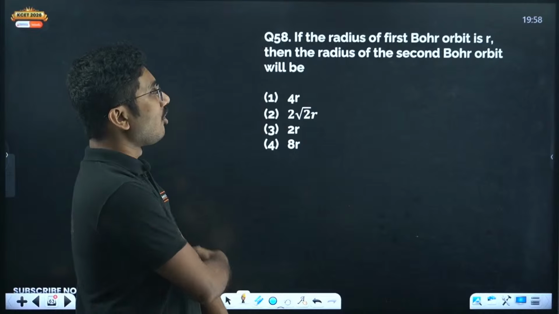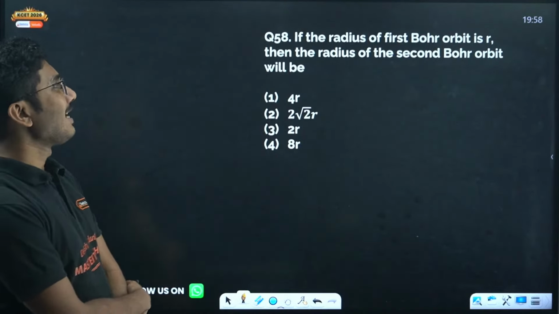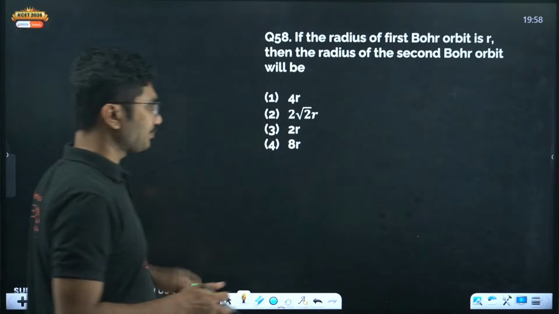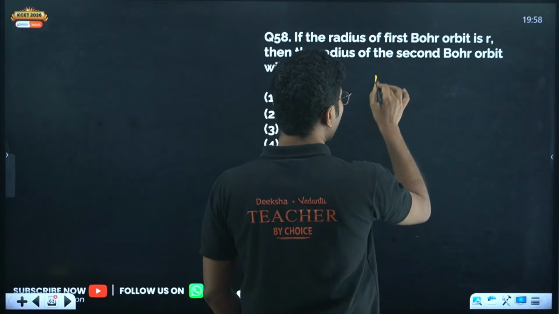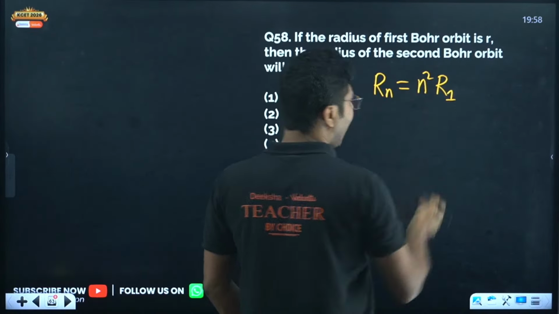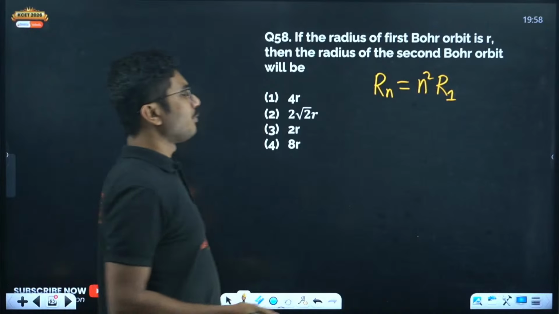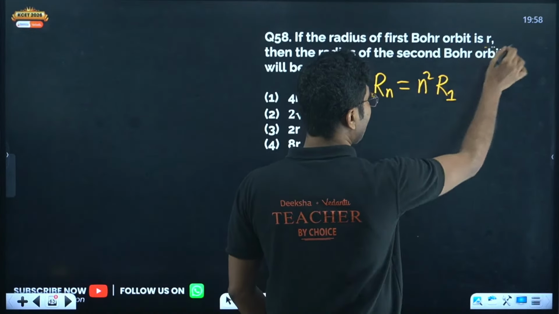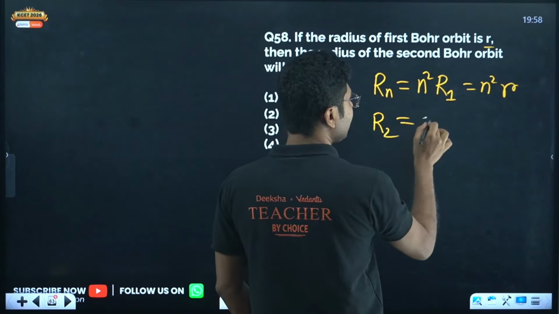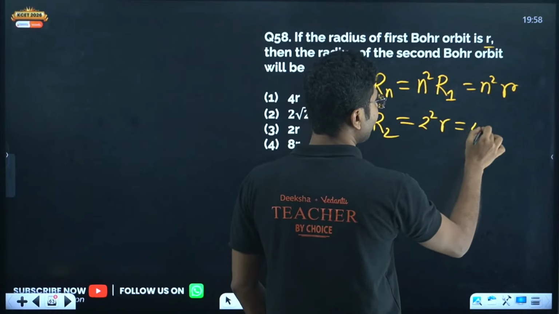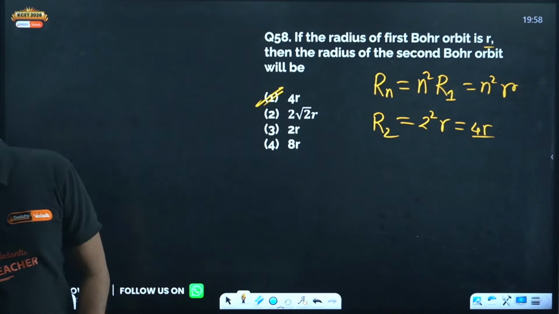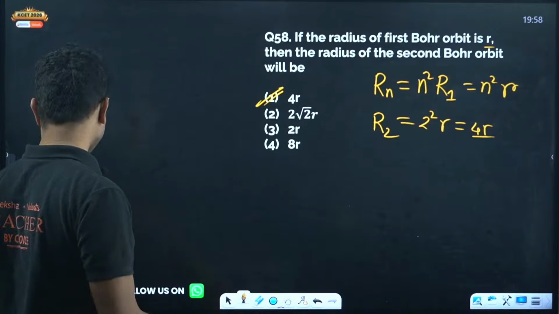If the radius of the first Bohr orbit is r, the radius of the second Bohr orbit will be? The radius of a Bohr orbit is n squared r1, where r1 is the first Bohr orbit. The first Bohr orbit given here is small r, so it will be n squared times r. The second Bohr orbit is 2 squared r, that is 4r. As simple as that. Correct answer is option A. Yes, option 1. Very simple, very easy question.